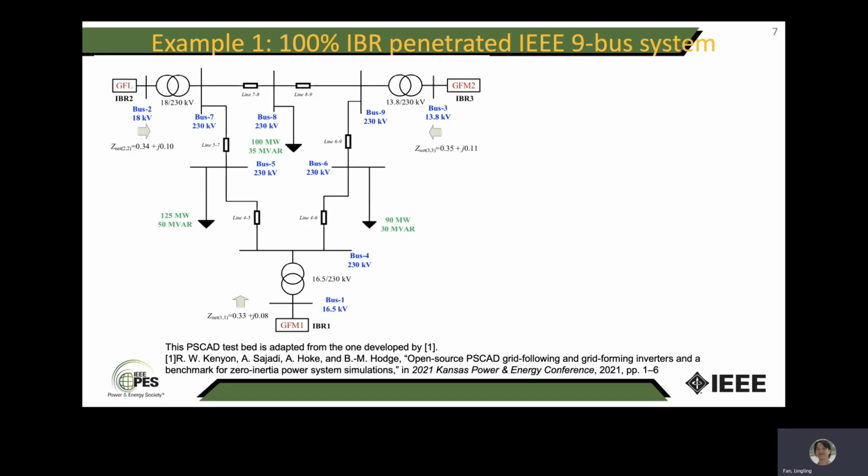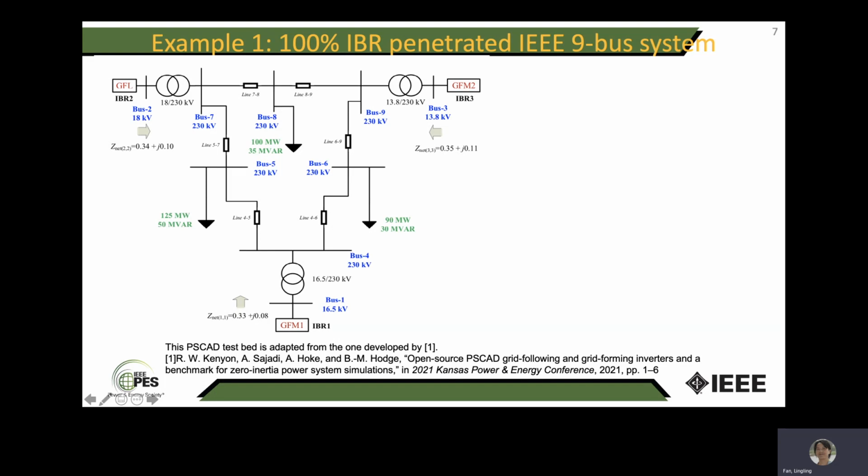Here is the example: a 9-bus system with 3 IBRs. This is the 100% IBR penetrated IEEE 9-bus system in PSCAD. The original testbed was built by Kenan of the National Renewable Energy Lab, and this model has been posted on GitHub. What we have done is slightly tune this model, changing the outer control loop a little bit, to push up a 3 Hz oscillation.